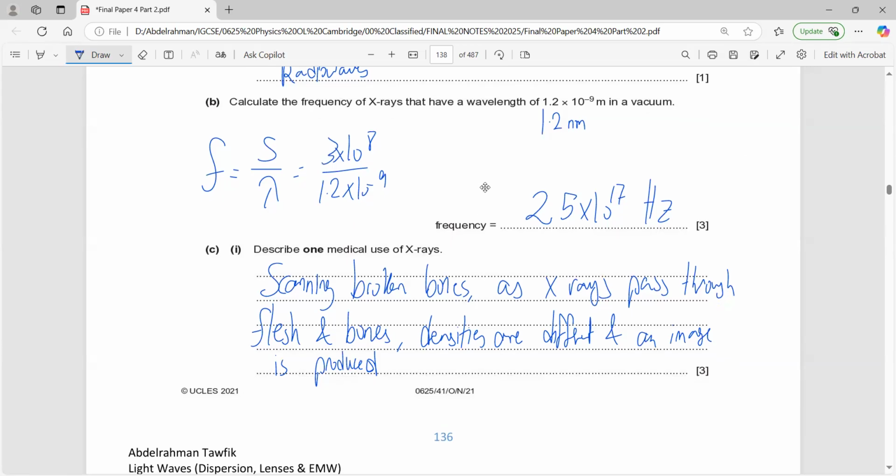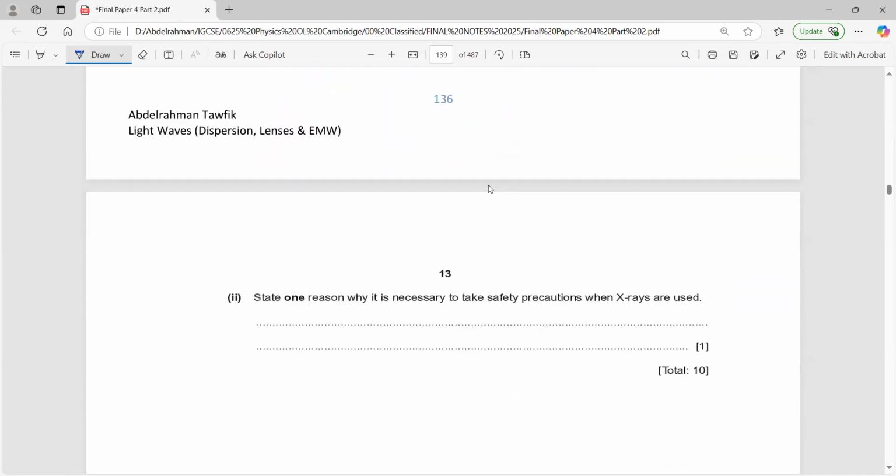One reason why it is necessary to take safety precautions when X-rays are used: X-rays are very harmful. What can they do to human cells? They can cause mutations. They can kill healthy cells. They can cause cancer. Excessive use of X-rays can cause cancer. Okay, good.